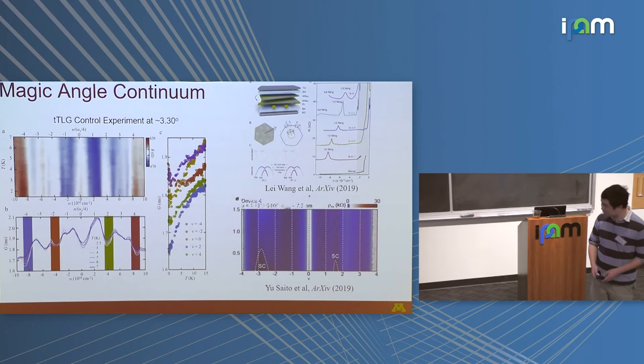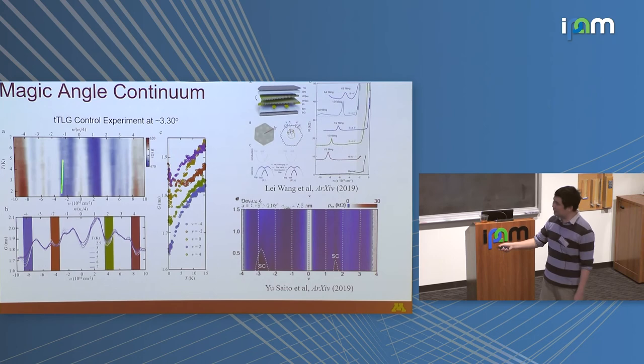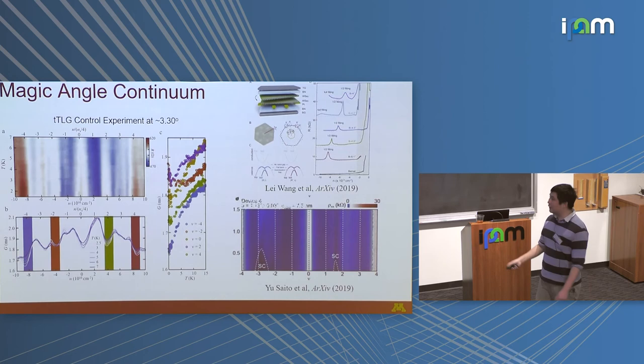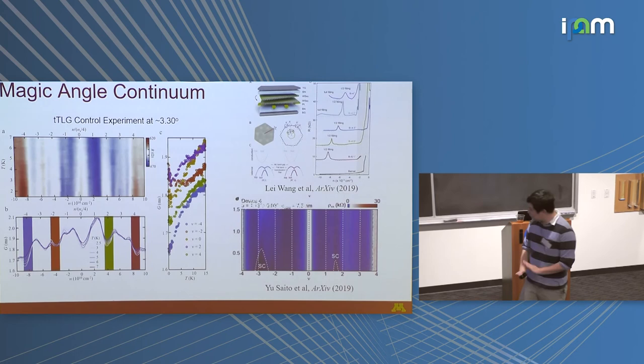In a lot of our samples, we have other angles as well. It's very easy to see these insulating states at even fillings, but it's very difficult to see something reaching zero. All of them, the contact quality are quite nice actually.